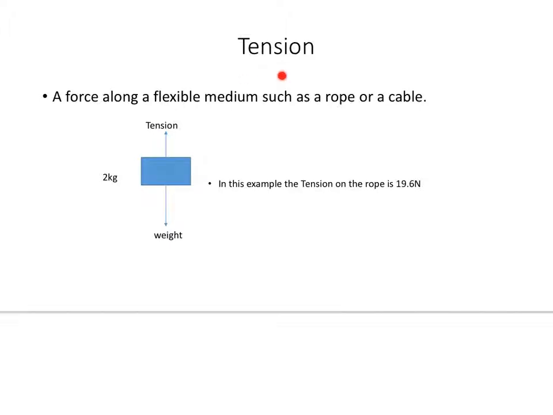All right, another application of Newton's second law is tension. And tension is the force along a flexible medium, such as a rope or a cable. So right here, we've got a mass, and assume this arrow here is a rope, so there's tension along there. And of course, the weight acts downward. So assuming this is at rest, then the tension on this cable or rope is going to be equal to the weight of the mass. So that's 2 kilograms times 9.8, or 19.6 newtons.